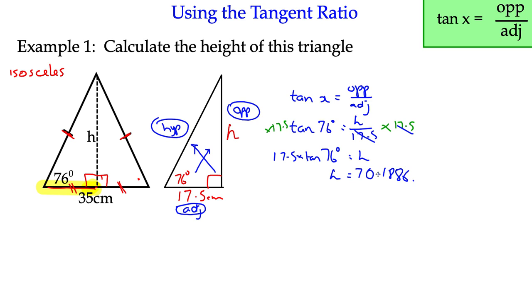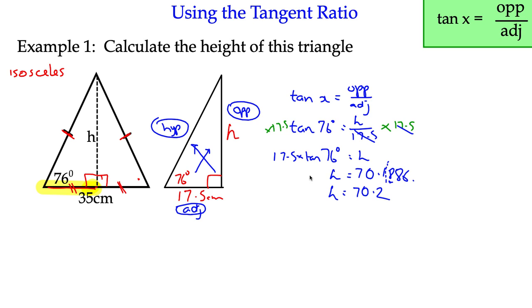70.1886. Again, let's just cut it at one decimal place. That's 70.1. Round up says the 8. And that gives me 70.2. And now, it says calculate the height of the triangle. I've put an h in to help me.